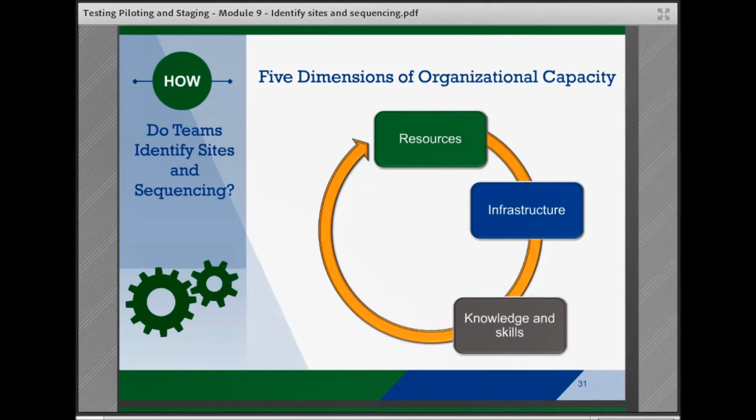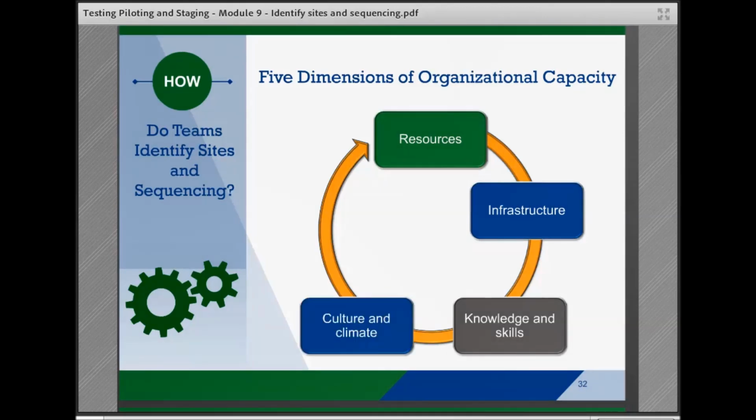Knowledge and skills. Do selected sites have staff with necessary knowledge and skills for implementation? Do recruitment, training, and coaching plans adequately support knowledge and skill building? Culture and climate. Do local leaders and staff support the intervention and its implementation? Do the agency culture and prevailing attitudes support new practices? Are the existing climate and staff morale conducive to change?